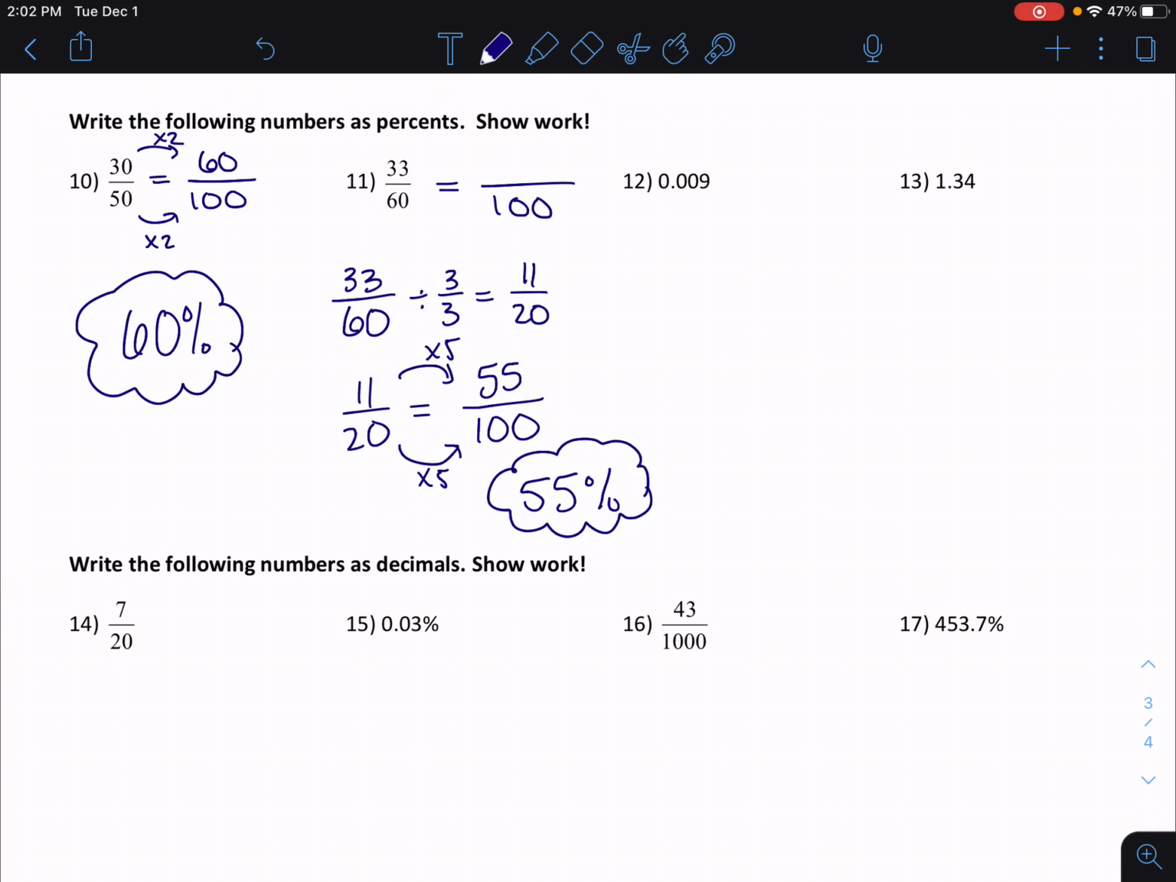Okay, so from a fraction to a percent, I am going to get my denominator to be 100. To go from a decimal to a percent, I'm going to move the decimal 2 places to the right. So 1, 2, and I get 0.9%. Here I'm going to move it 2 places to the right. 1, 2, 134%. Okay, so for 12 and 13, to change a decimal to a percent, we're going to move the decimal 2 places to the right.